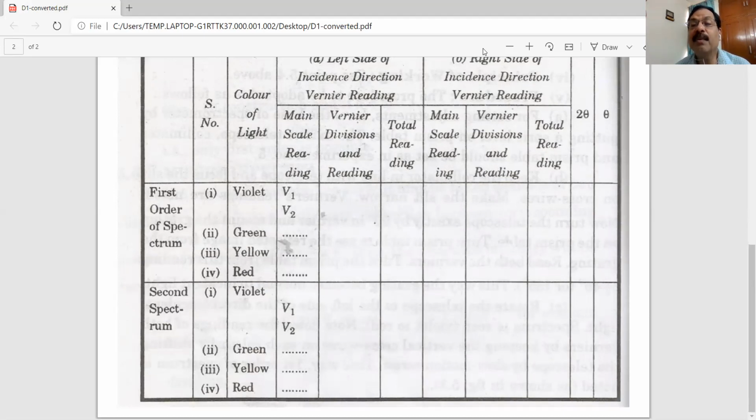Now I will do the calculation. Now I am going to share the whiteboard. For calculation, first we calculate the least count of the vernier. It will come in degree or minute, and then we calculate the grating element. What is the value of the grating element?